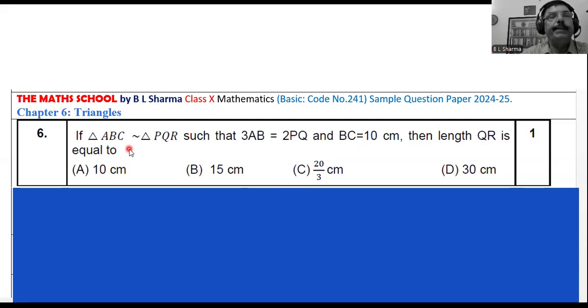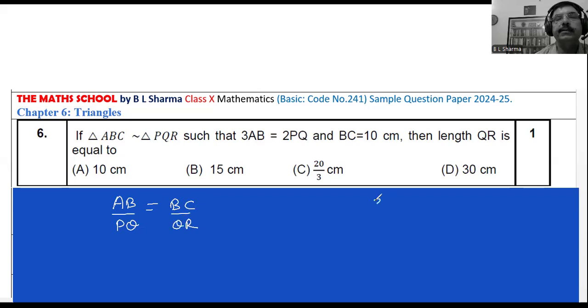It is given that triangle ABC is similar to triangle PQR such that thrice of AB is twice of PQ and BC is 10 centimeters. The length of QR is? It is given that triangle ABC is similar to triangle PQR. So we know that in two similar triangles, the ratio of corresponding sides is the same. AB upon PQ will be equal to BC upon QR.